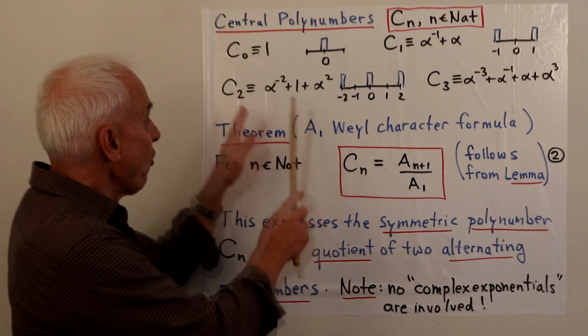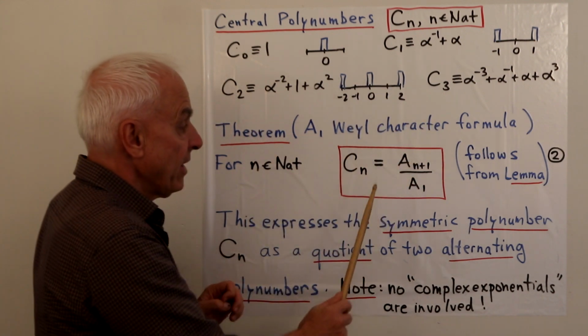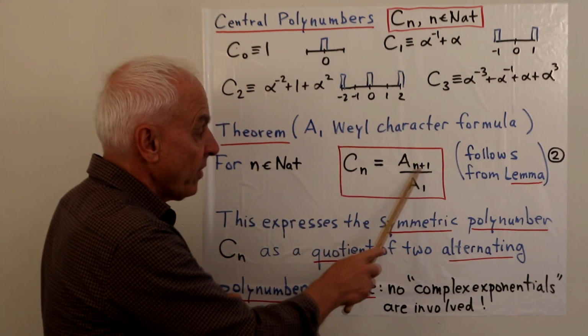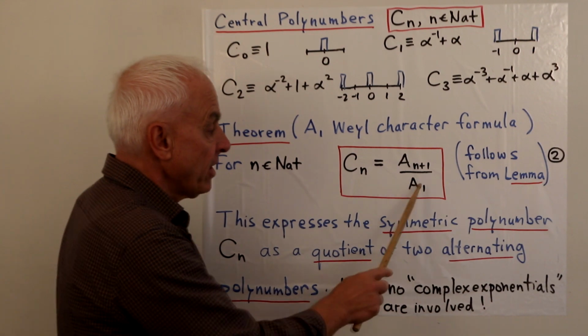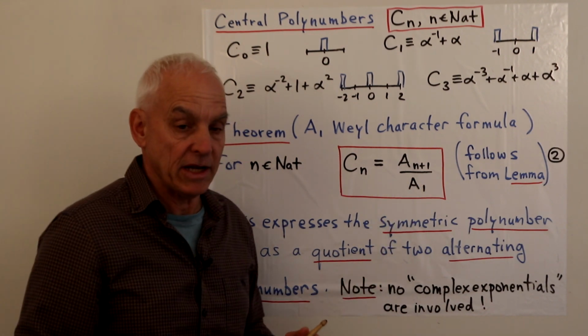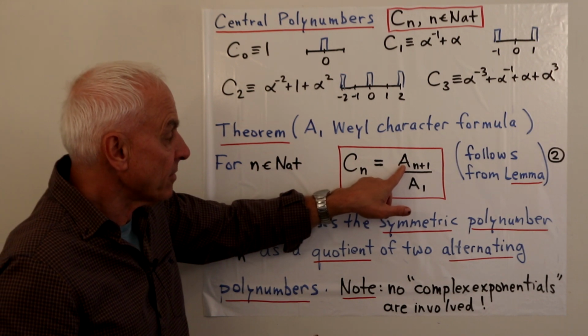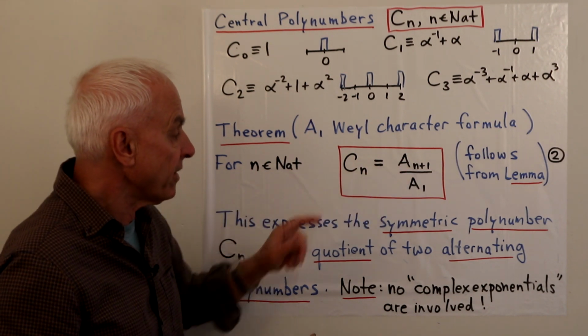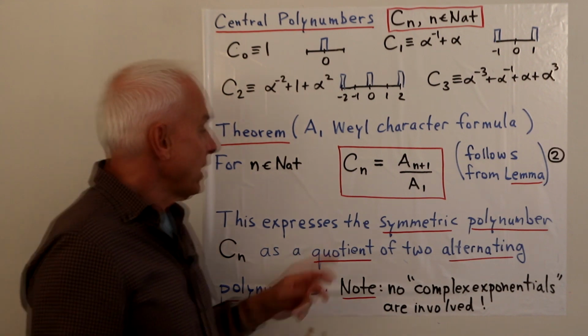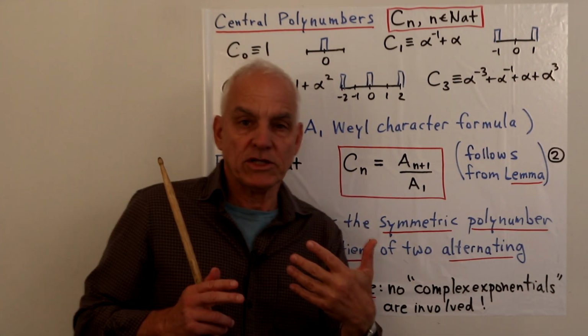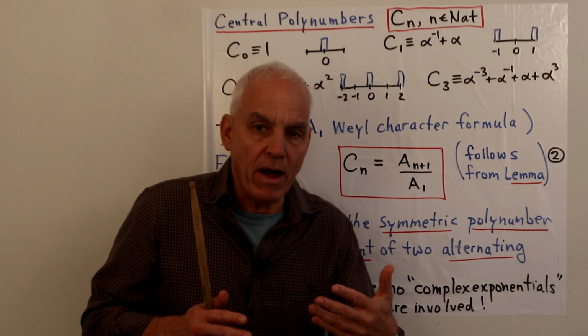In this case, it's giving us a formula for C sub n, as a quotient of a sub n plus 1, that's an alternating Pauli number, divided by a1. That's another alternating Pauli number, sort of the simplest alternating one. And we're taking a sub n plus 1, just one more than the n here. It's kind of an immediate consequence of the lemma. It's just a restatement of the lemma, okay?